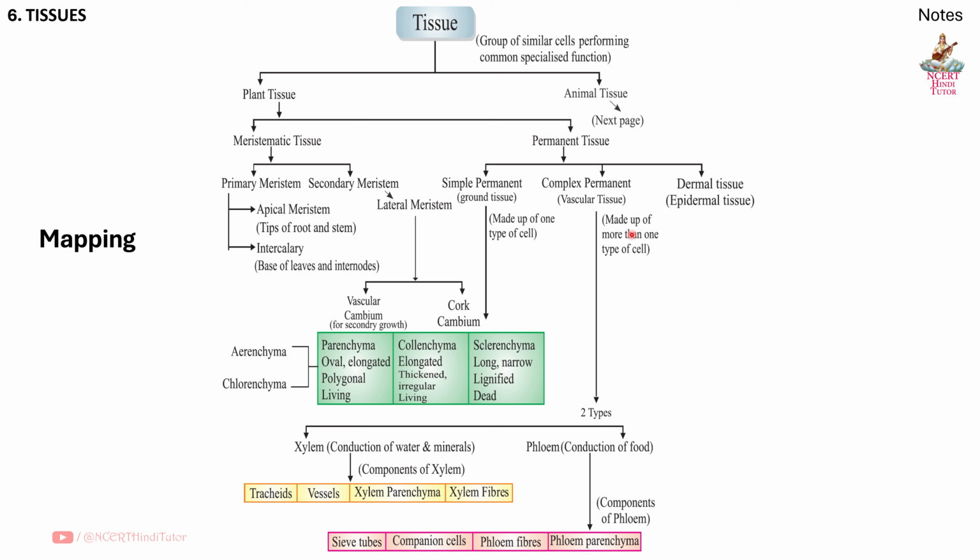Complex permanent is made up of more than one type of cell. It is divided into two types: xylem, conduction of water and minerals, and phloem, conduction of food. Components of xylem: tracheids, vessels, xylem parenchyma, xylem fibers. Components of phloem: sieve tubes, companion cells, phloem fibers, phloem parenchyma.